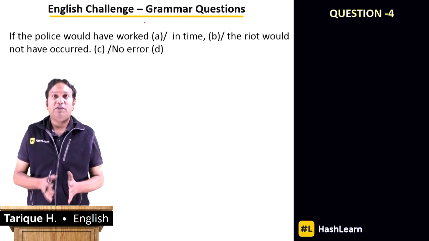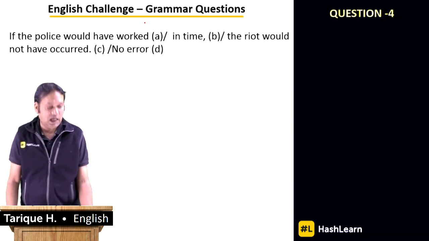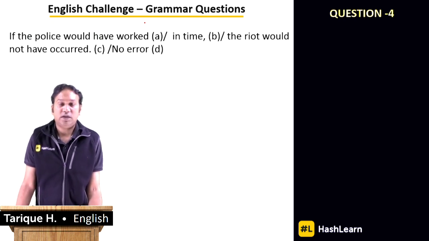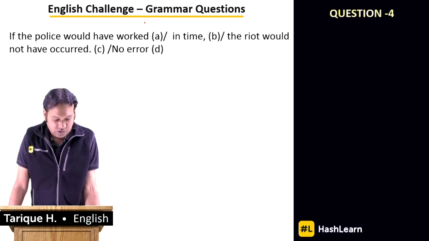I'm giving you some time here to read the sentence and post the answer in the comment section. So now you'll be posting the answer for the 4th question. First 3 questions are done. So what is the answer for the 4th question? Read the sentence. It's again an if clause sentence followed by a would have clause. So what is the right answer for this question? If the police would have worked in time, the riot would not have occurred.